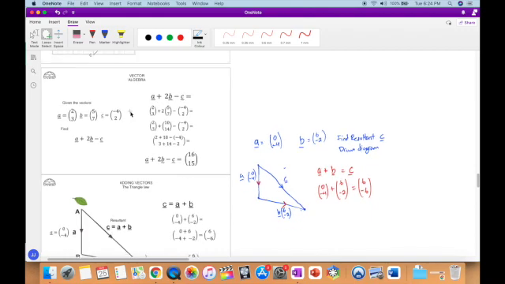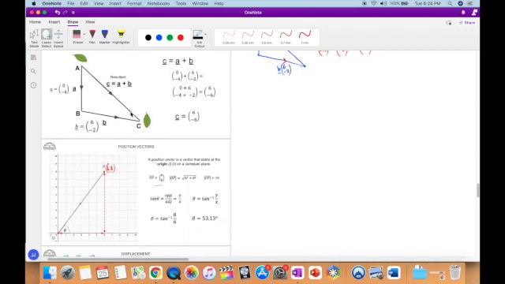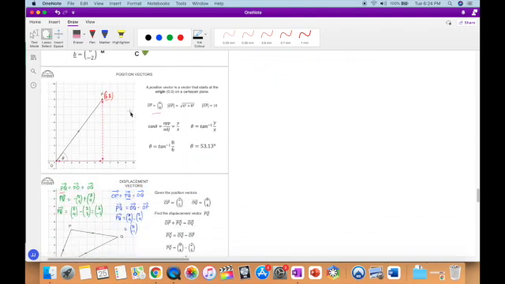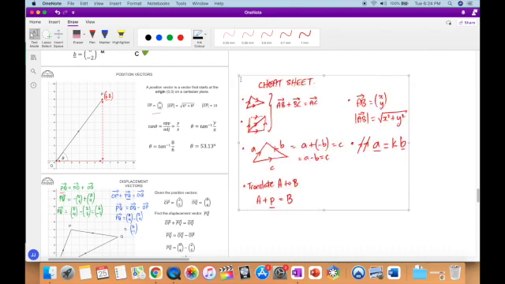So I don't need to put vector algebra on my cheat sheet, but position vectors are important. I do have a couple of little points here that I'd like on my cheat sheet. So on the cheat sheet, I'll put here position vectors.